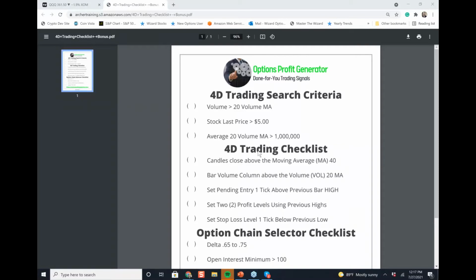Now, there's iterations to this checklist. There's ways to take this checklist and apply it towards being more aggressive, if maybe you want to be more aggressive. This is very conservative. What I'm going to walk you through today is a very conservative way to find trades.